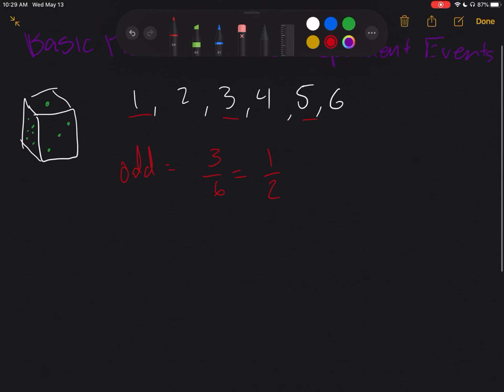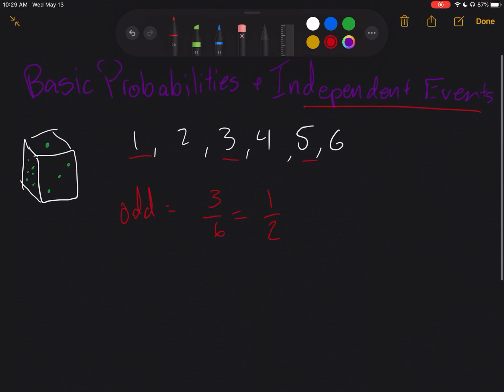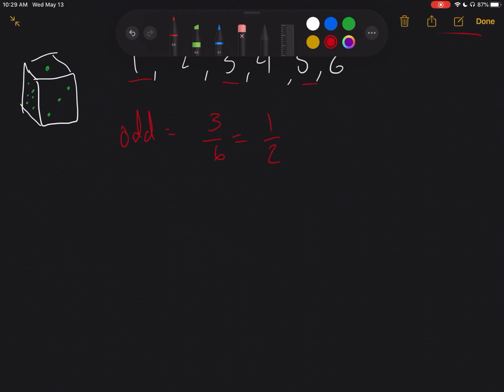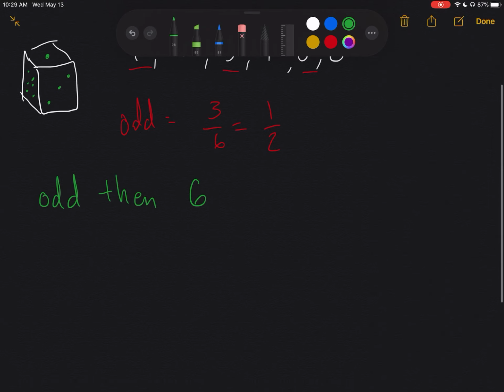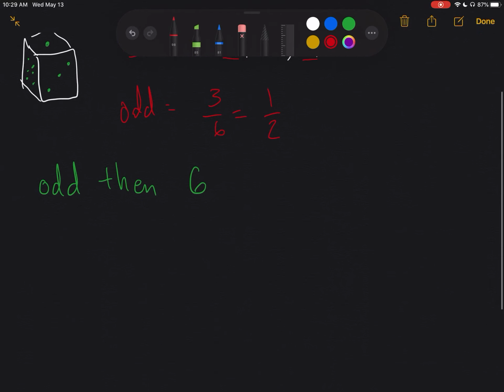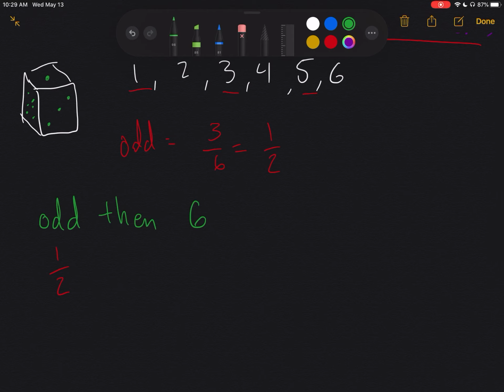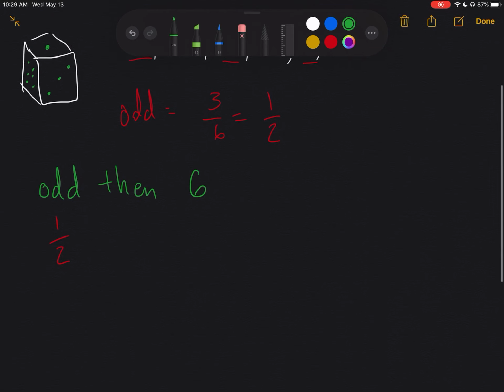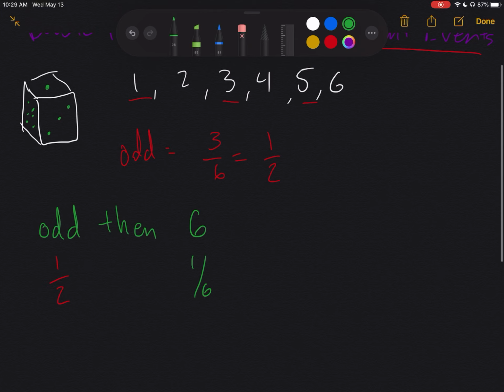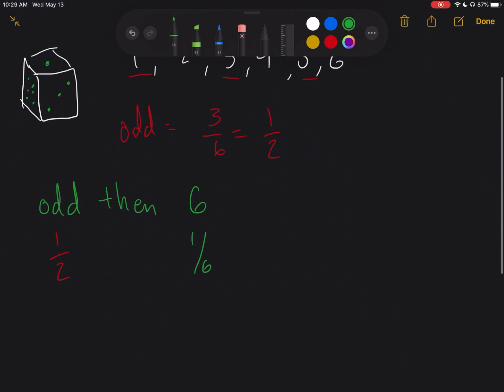Where we get into independent events is when we combine two events. So instead I might ask the question, what are the chances that I would roll first an odd number and then I roll a 6? We already know that the chances of me rolling an odd number are 1 in 2, 1/2. The chances of me rolling a 6, 1 out of 6. And if they're independent, then I just multiply the probabilities together. If independent.